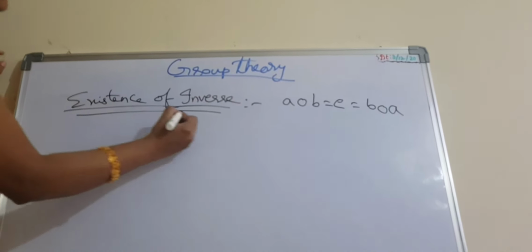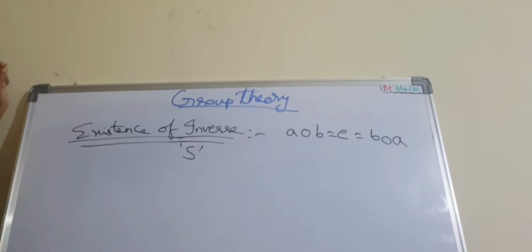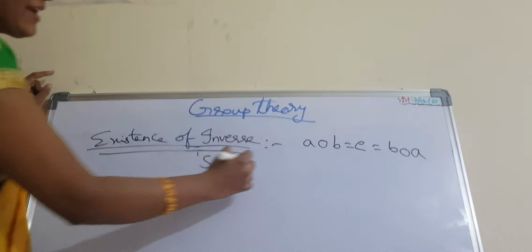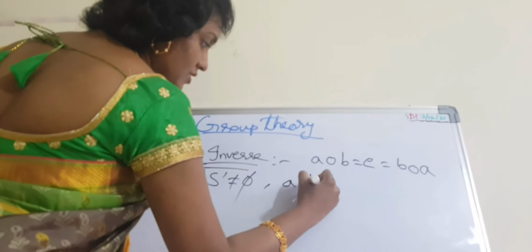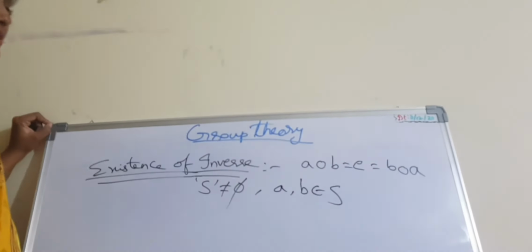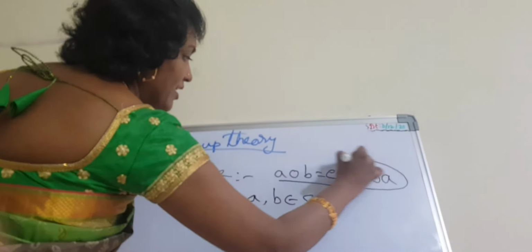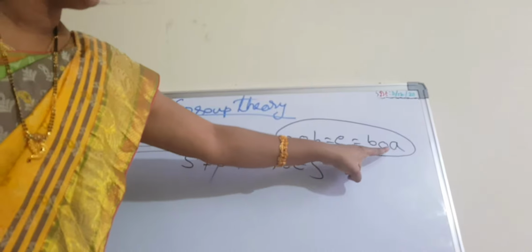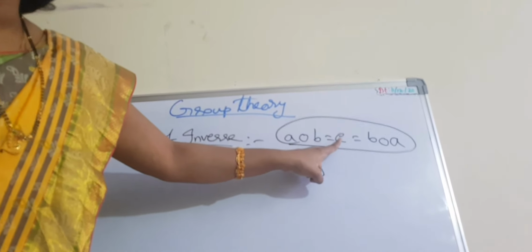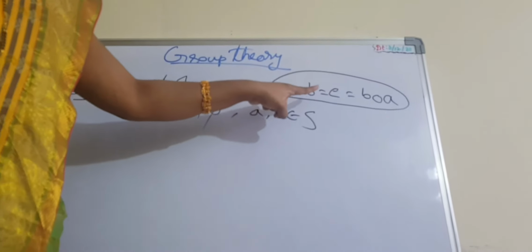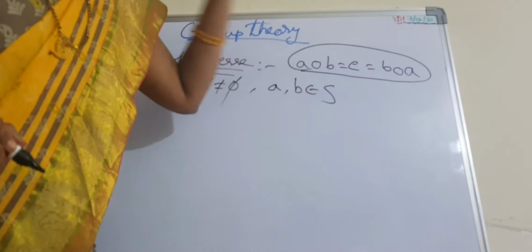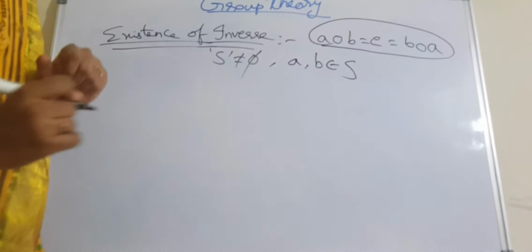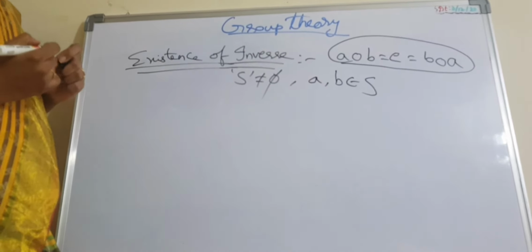We can take any non-empty set S, and a, b belong to S. If a circle b is equal to e is equal to b circle a, here e is an identity element, a is the inverse of b and b is the inverse of a, then it is called the existence of inverse. We will see some examples, then you can understand.